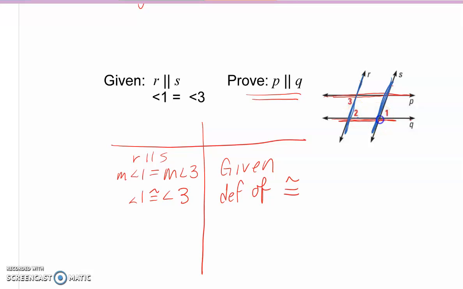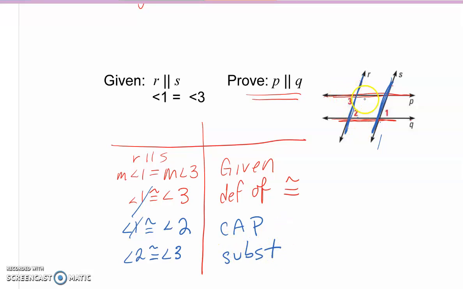So now if these are parallel, I can say angle 1 congruent to angle 2 because of the corresponding angles postulate. All right, it's not the converse. It says these lines are parallel, therefore they're congruent. So now I have 1 and 3, 1 and 2. I can cross out 1 and say angle 2 congruent to angle 3 by substitution.